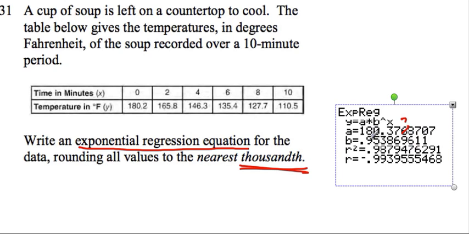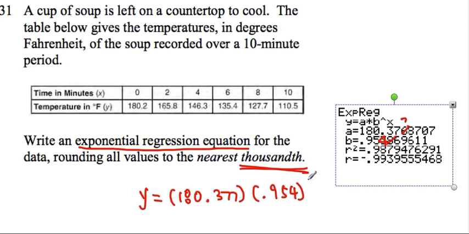Now, B, which is the base, tenth, hundredth, thousandth. Now that has to become 4. Then here we get Y is equal to A, which is 180.377, times the base, which is equal to 0.954, to the x power. So you see they give you the value of A and B, so we just plugged in to the nearest thousandth. Alright, so that's it.